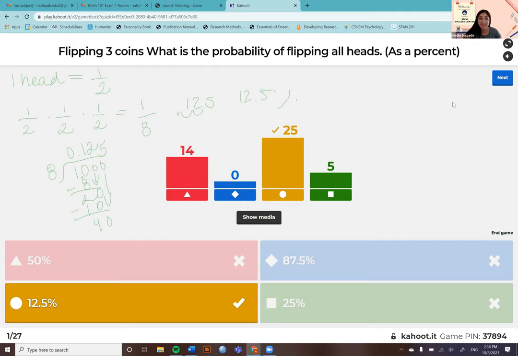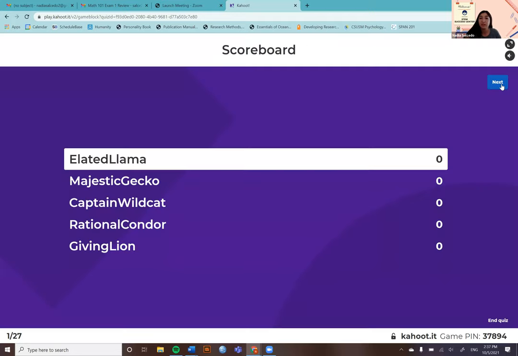Do I leave it up there or do you clear it? I think give one second for people to write it down. If you guys have any questions, like I said, feel free to put them in the chat. We can always go back to something. This is literally just for your practice, so we're here to answer your questions. That's the important part. Feel free to clear it and we'll move on. Okay, go to the next one.